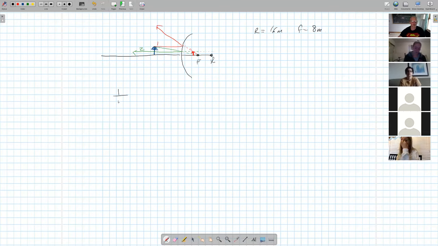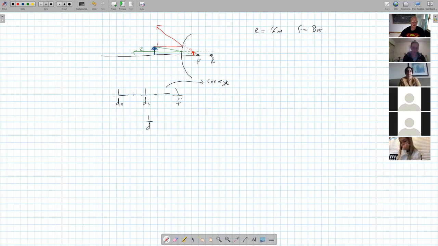So we have 1 over the object distance plus 1 over the image distance equal to negative 1 over the focal length. Remember, this negative comes from the fact that this is a convex mirror. Anytime I'm dealing with something convex, the focal length is negative. So I'm going to insert that negative sign here so I don't forget about it later. Good. Let's do the same thing as before. What I want is the image distance, so I'm going to subtract this term over here.